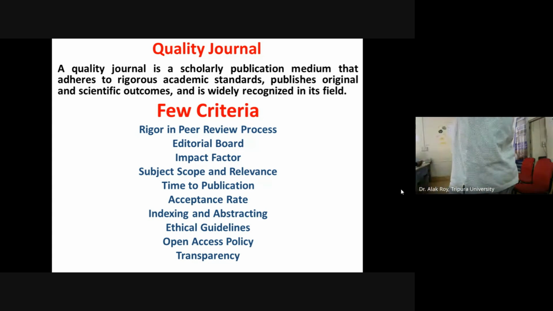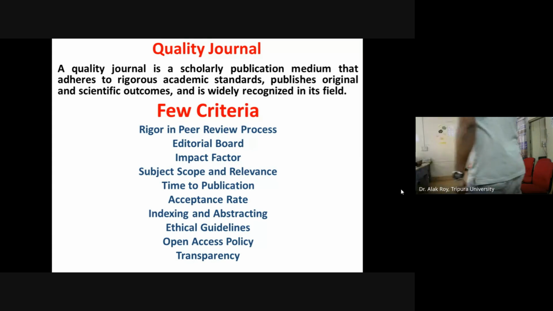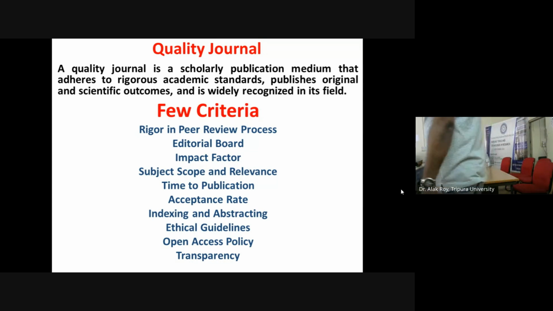When I'm using the complete process, I am talking about from submission to outcome. Maybe it can take 2, 3, 4 reviews in the process also. So indexing and abstracting, ethical guidelines, open access policy, transparency. I'll discuss them gradually, but these are some of the points that you need to assess whenever you are thinking for a journal. You are trying to find out a good journal for your publication output.